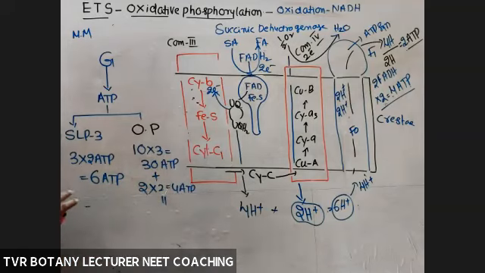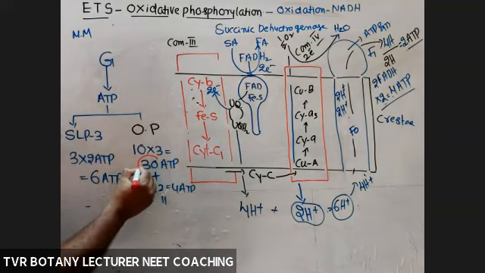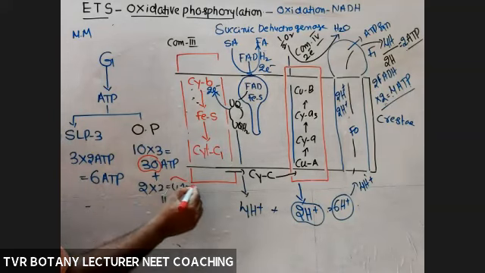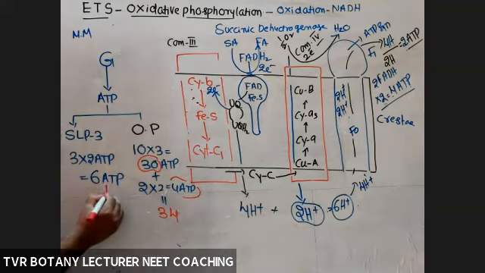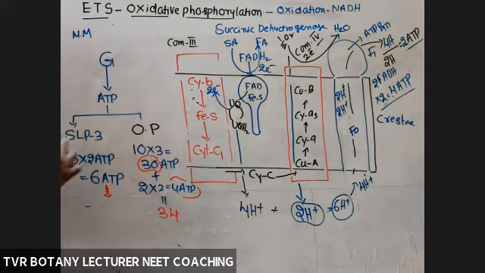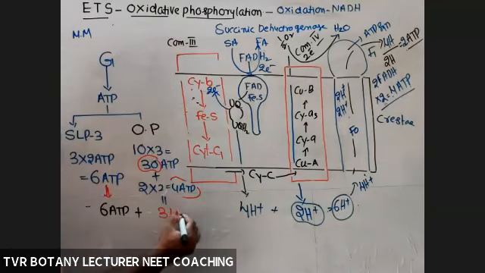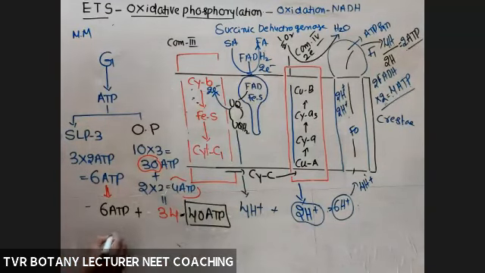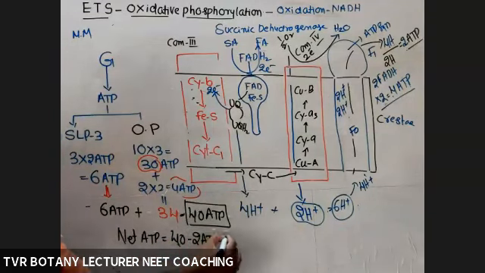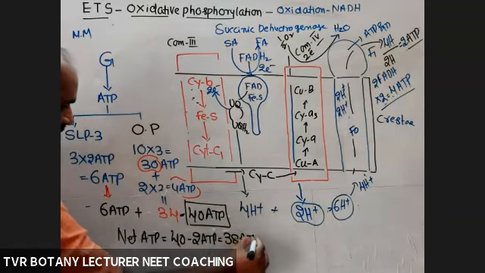So by means of OP, what about the number of ATP molecules produced? How many? 34. Plus, what about the number of ATP molecules produced by SLPs? How many? 6 ATP molecules. Together, how many? 40 ATP molecules. Okay. So the total is 40. Net production, net ATP, is 40 minus 2 consumed, which is 38 ATP.